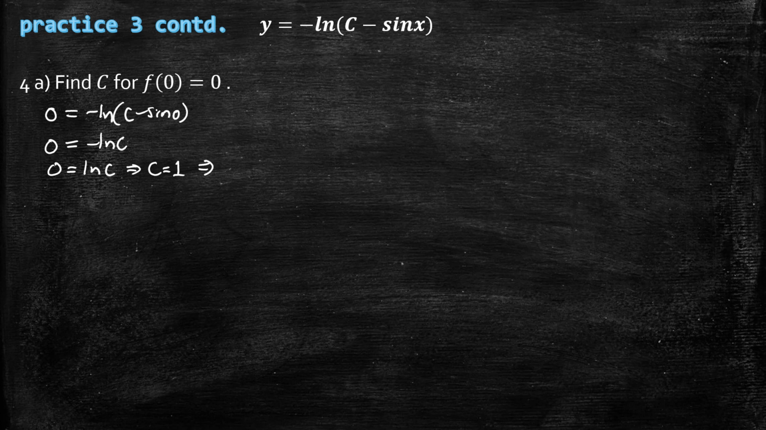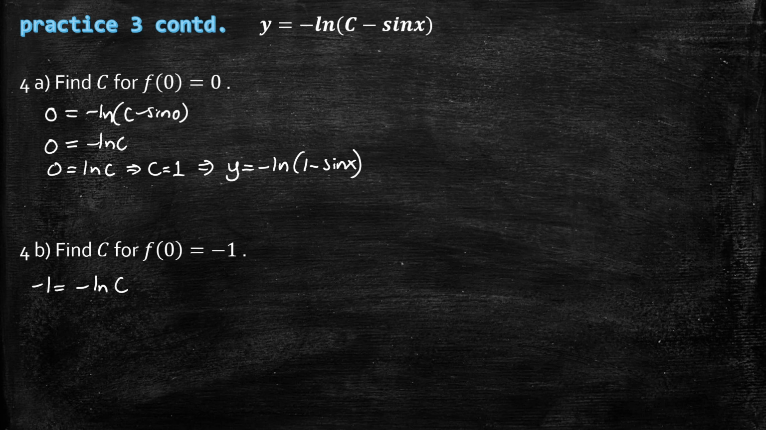And that gives us that this particular solution through this point is given by that. And now we repeat, but this time we plug in negative 1 equals negative ln c, because sine of 0 is still 0, which is the same as this. And we know then that c must be e, because the ln of e is 1. And this gives us that y, this particular solution, we'll plug in e for c, is this.